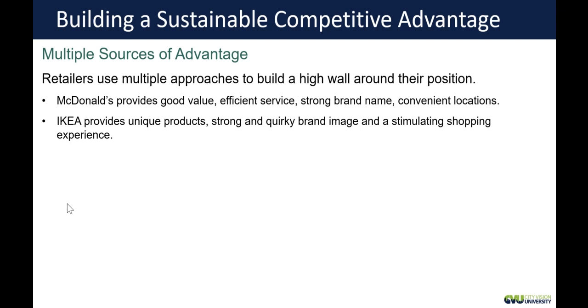So the more things that you can do will help protect your position as a market leader, right? So think about McDonald's. They have good value, efficient service, brand name, convenient locations. Same thing with IKEA, right? All these things, you want to have multiple things. You can't build it all on one item. You should have multiple sources of a competitive advantage. All of those things would be considered a strength, or it would be evaluated in your strengths and weaknesses.